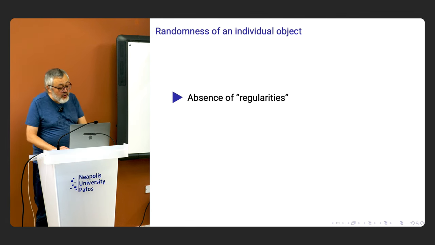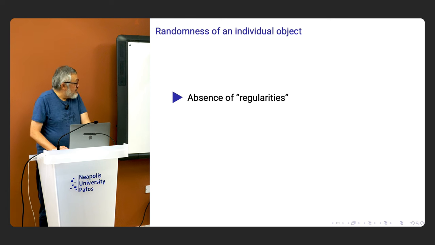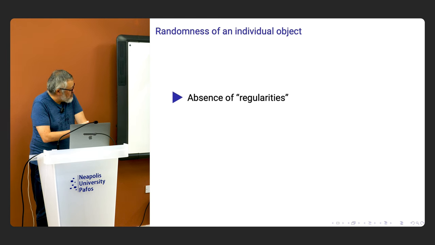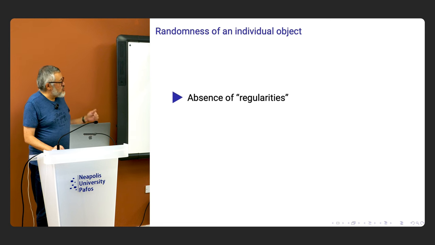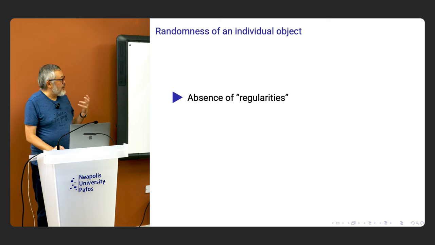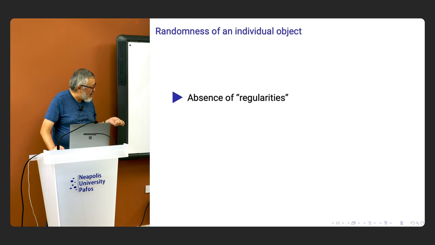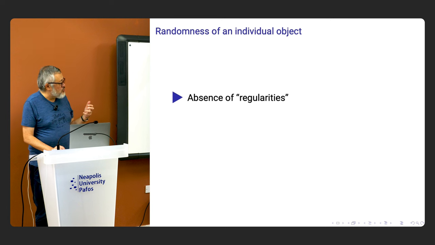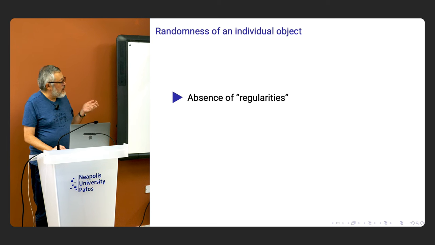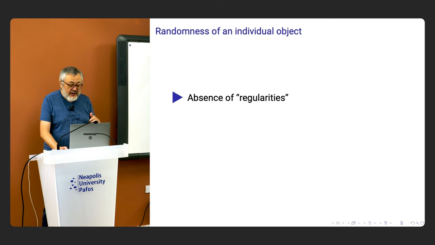It means that there are no regularities. There is nothing special in the object, nothing which we can observe in this object and describe in a simple way, which separates this object from the majority of objects. So for example, if we have a sequence of zeros and ones, and the fraction of zeros is close to one, we have almost all zeros, only a few ones. This is a regularity which is easy to describe.